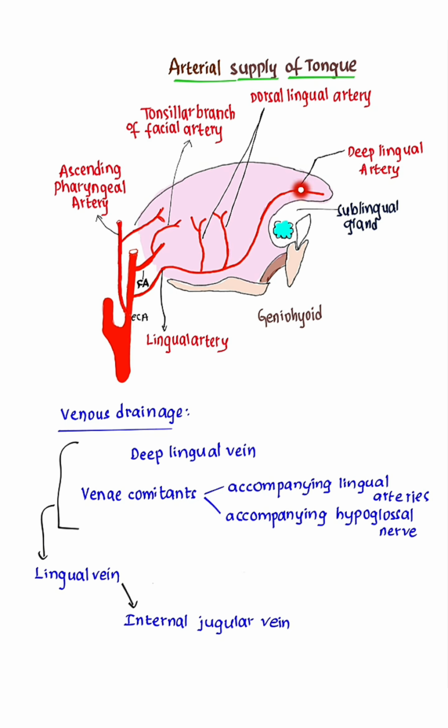Lingual artery gives deep lingual artery that supplies the anterior part of the tongue. It gives dorsal lingual arteries that supply the posterior part of the tongue. Tongue is supplied by branches of lingual artery, tonsillar branch of facial artery, ascending pharyngeal artery.